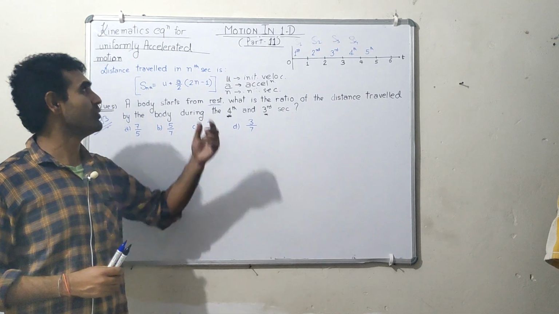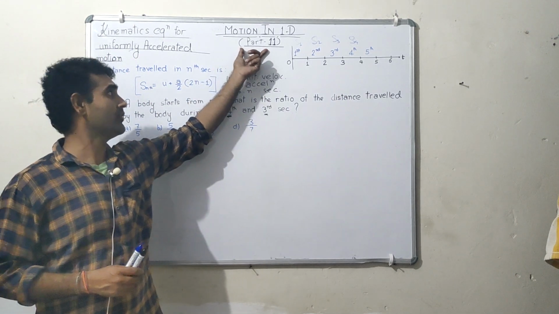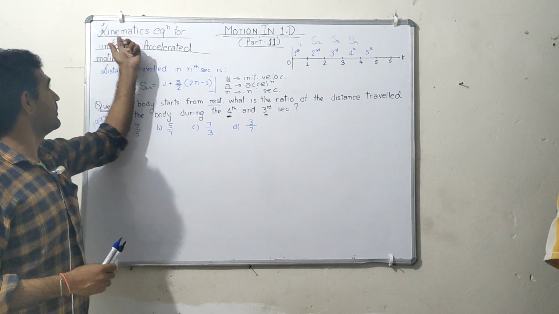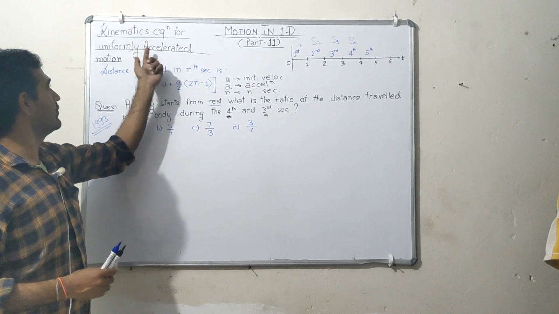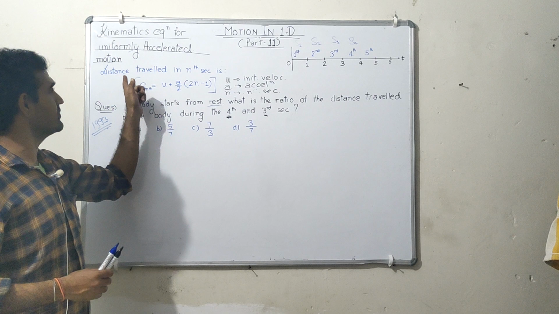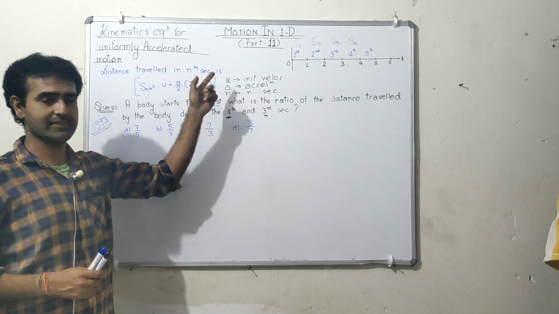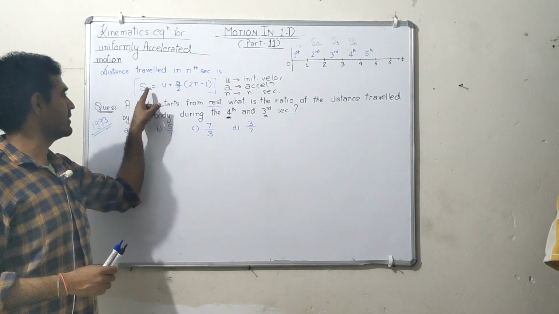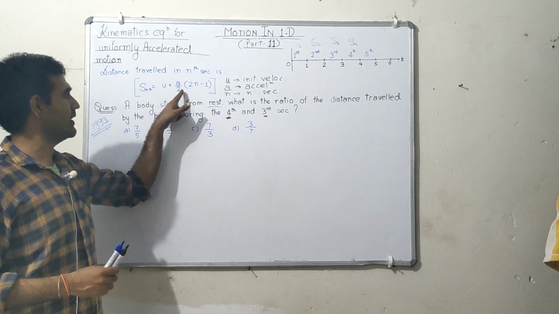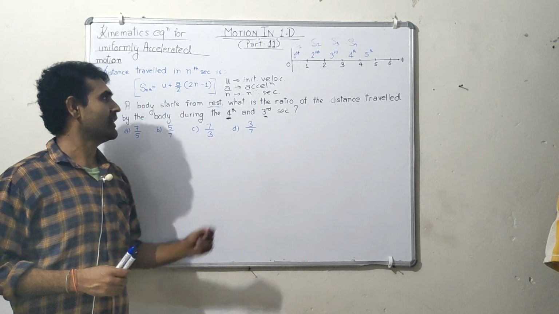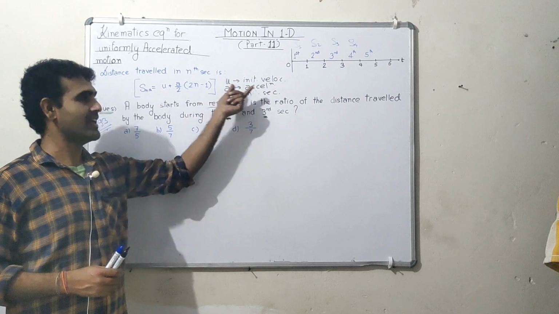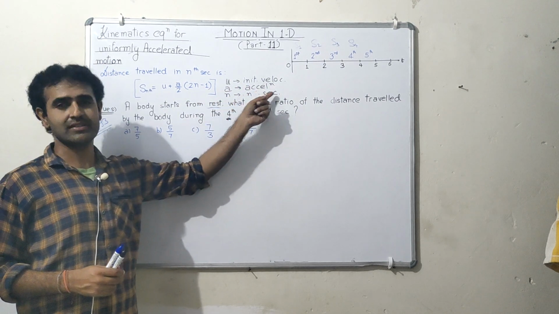Here we will be studying motion in one dimension, part 11 of it. And in part 11 the topic is kinematic equation for uniformly accelerated motion, and in this we will be studying distance traveled in nth second. The formula is S_nth equals u plus a by 2 times (2n minus 1), where u is the initial velocity, a is the acceleration, and n is the time in seconds.